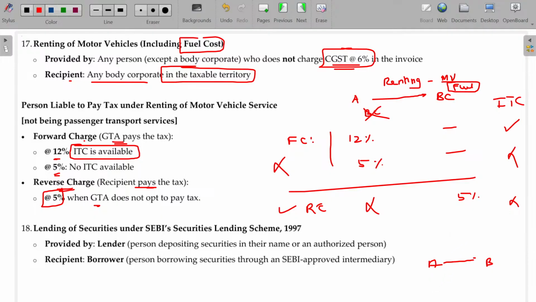A lends his share. It's about letting out of the shares. A being the shareholder of TCS company, B wants the TCS company share for a couple of days. A lets out this TCS company share to B for a small consideration. The price of the share being 3,000 rupees, A rents it out to B for just 30 rupees rent for the 3 days. And this 30 rupees is nothing but the consideration for renting out the securities. For that, GST will be payable under RCM basis.